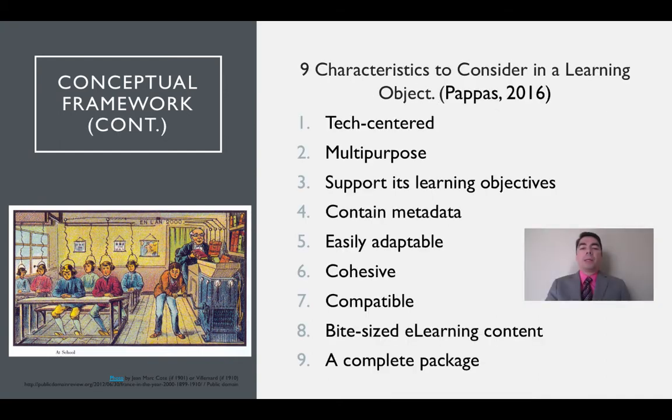According to Christopher Pappas, there are 9 characteristics to consider in a learning object. They are that they have to be text-centered, multi-purpose, support its learning objectives, contain metadata, easily adaptable, cohesive, compatible, bite-sized e-learning content, and the complete package. This is a term that the author used to describe the assessment in the learning object.